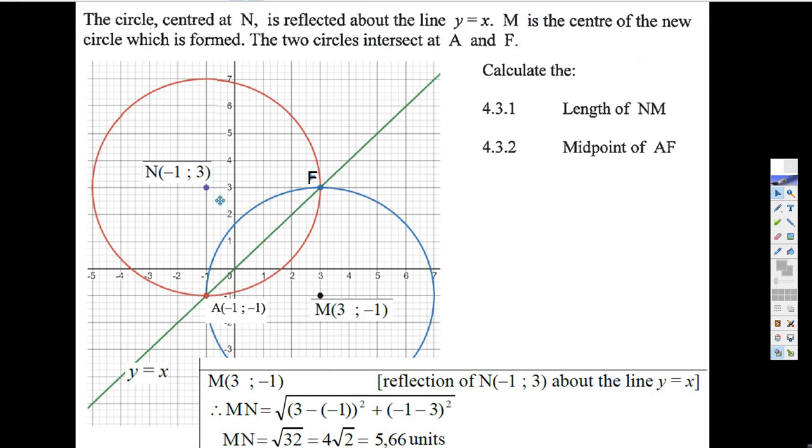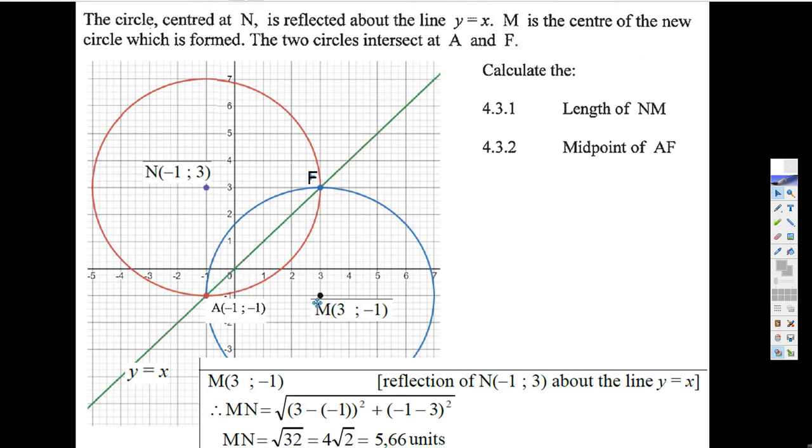So the first thing I can think of, I've got minus 1 and 3. When you reflect something about the line y equals x, all you do is switch x and y. So there's your new center, 3 and minus 1. If you do that, it's exactly the same circle, the same size, but it gets reflected over here. It kind of gets spun around. Imagine this red circle spinning and making the blue, and it spins on the line y equals x. That's the reflection. It intersects at A and F.